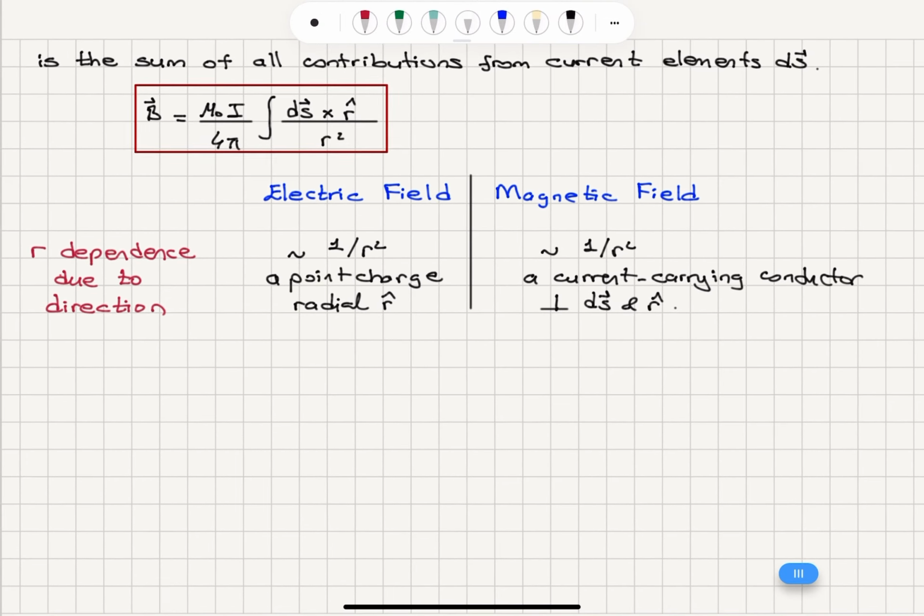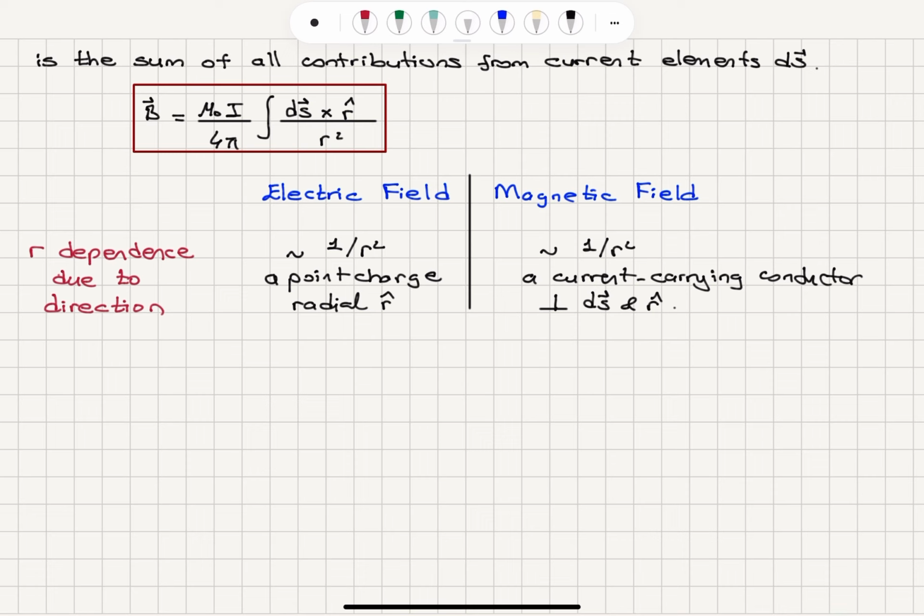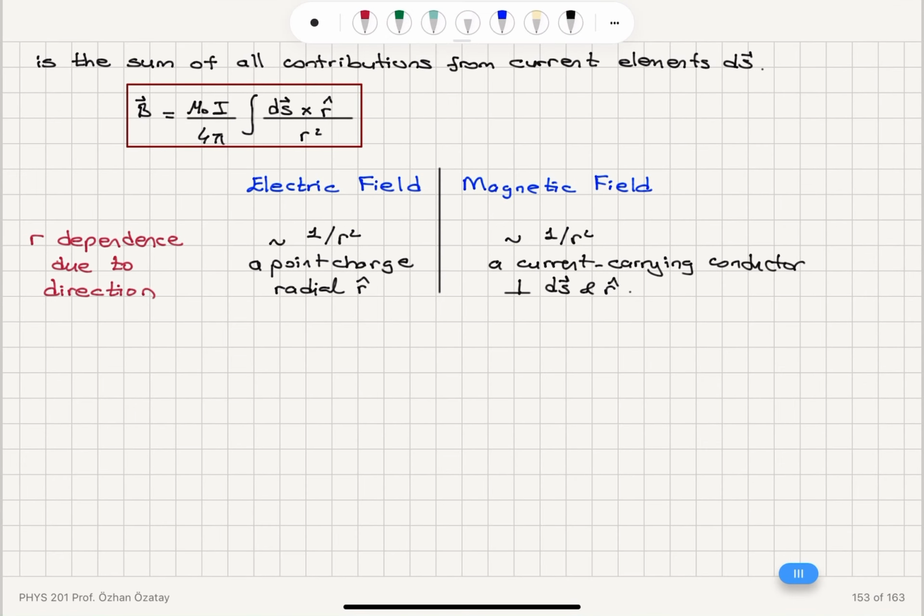Now if we compare the electric field with the magnetic field, we see that the r dependence is the same. The electric field due to a point charge dies off as 1 over r squared. The magnetic field due to a current element dies off as 1 over r squared. The electric field is due to a point charge. The magnetic field is due to a current carrying conductor. The electric field direction is in the direction of r hat, but the magnetic field is perpendicular to the plane that contains the ds vector and r hat vector. Therefore, it's perpendicular to the current and the r hat vector. So that is basically reflected in this cross product.